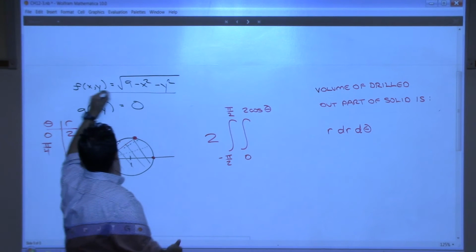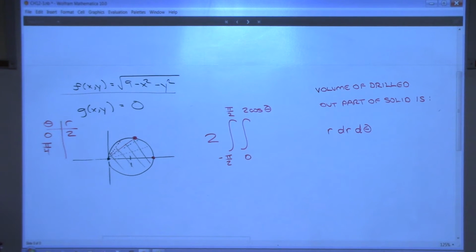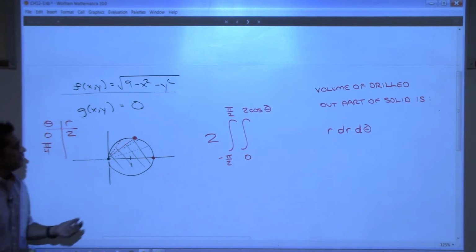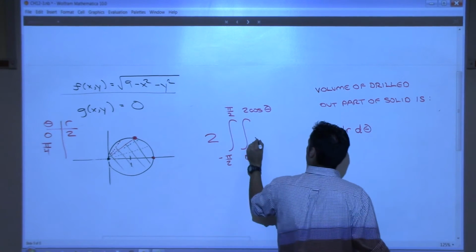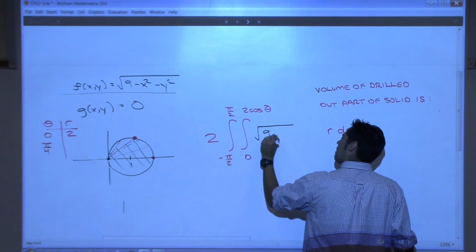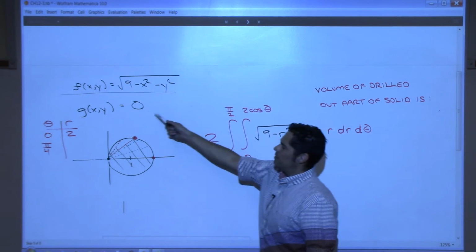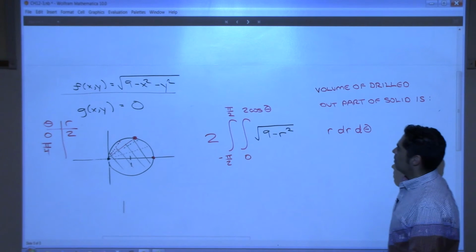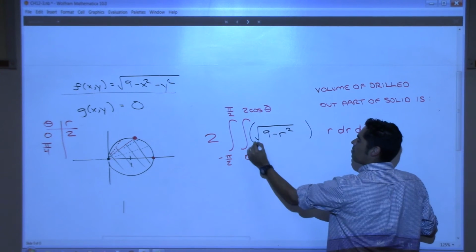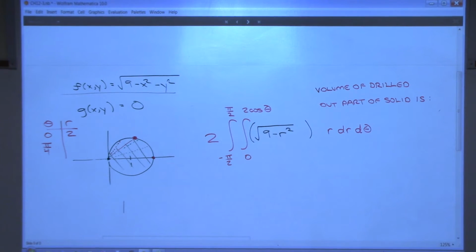Here's the f function. But to polar, what is that in polar? Root 9 minus r squared, right? Minus 0, so it doesn't matter. And that's it right there. And then you would go and integrate that.